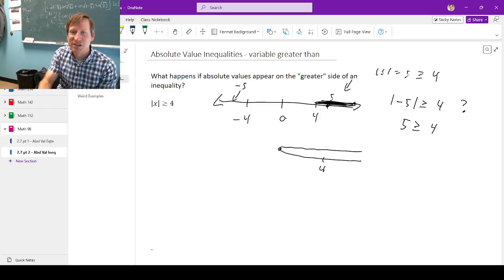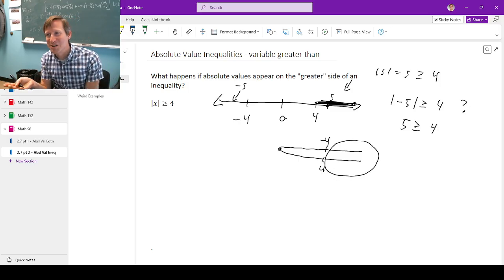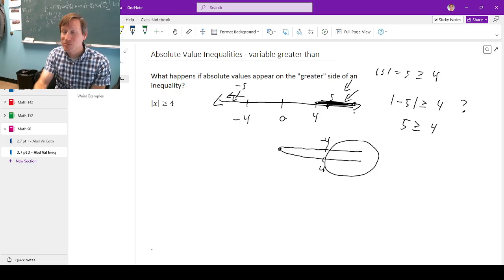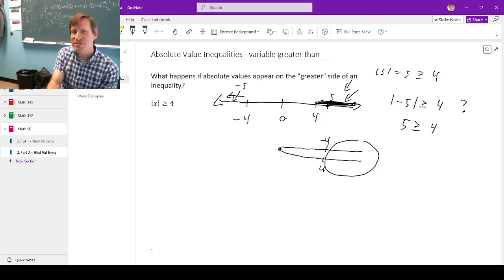So 4 and minus 4 end up in the same place after you fold it in half, and we want stuff greater than 4, so that's all the stuff to the right of 4. But because we folded the number line in half, all the stuff that was to the left of minus 4 folds over to the right of positive 4. So if a number is to the left of negative 4, when you take its absolute value, you get to the right of positive 4, and so you're bigger than positive 4. So all the numbers to the left of negative 4 are also solutions to this inequality.